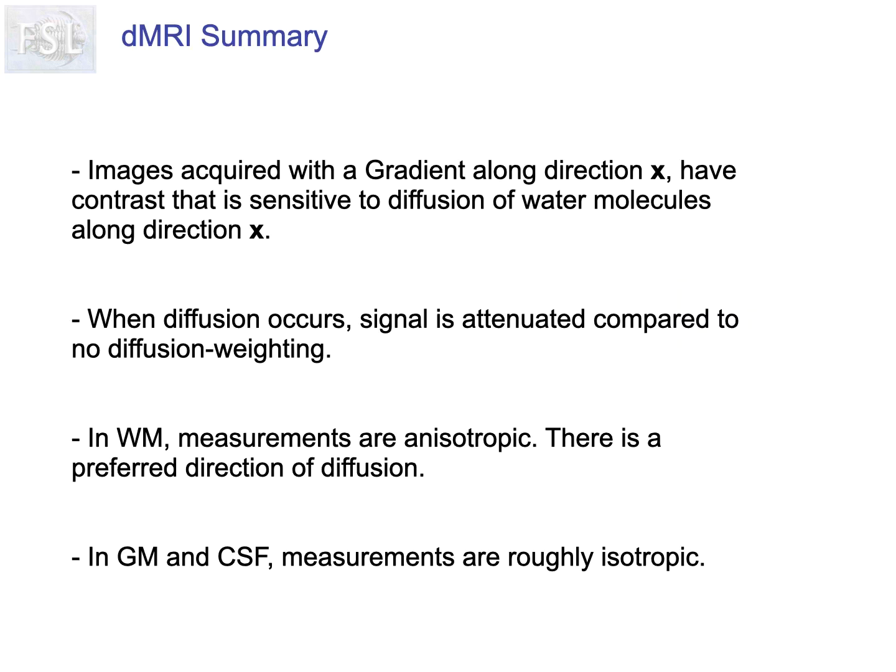So, in summary, images acquired with a gradient along direction x have contrast that is sensitive to diffusion of water molecules along direction x. When diffusion occurs, signal is attenuated compared to no diffusion weighting. In white matter, measurements are anisotropic because there is a preferred direction of diffusion. In grey matter and CSF, measurements are roughly isotropic.